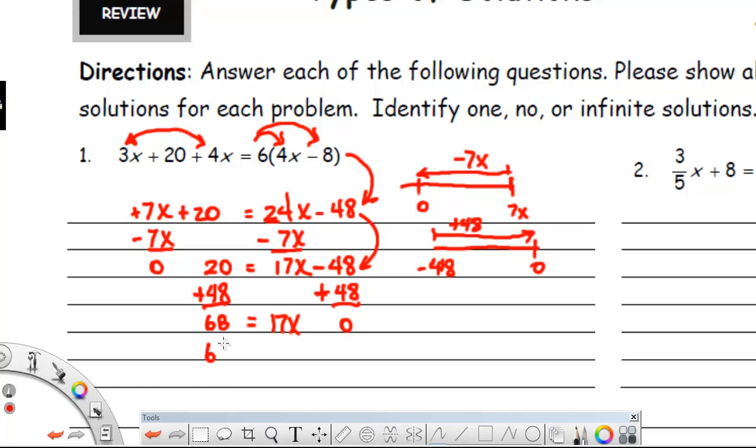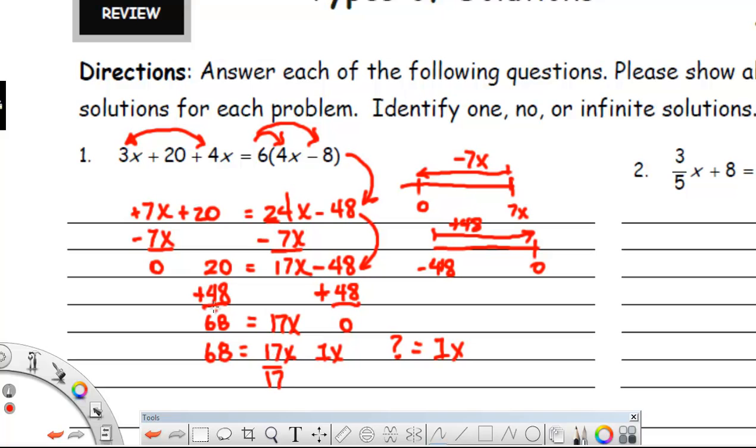So 68 equals 17x. Now we know our equation. I want to have some number equals 1x. So how do I turn this 17 into 1x? Well, I can divide by 17. Anything divided by itself is 1. So this gives me the idea of what I need to do for my next step.